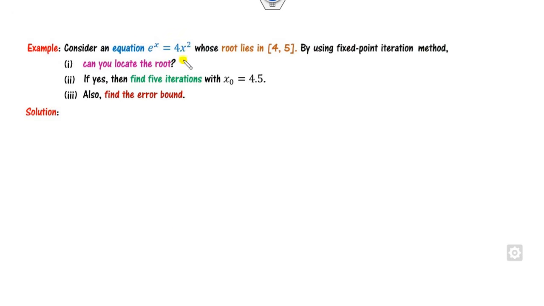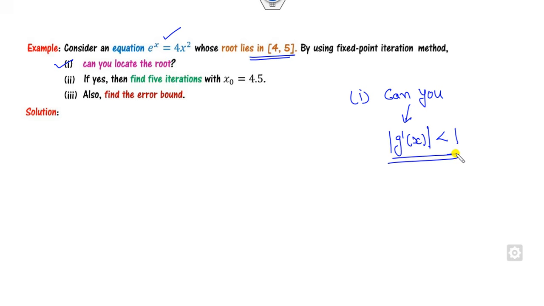Okay, look at the next one. Consider this equation. The root lies between 4 and 5, so the interval is already given to you. Can you locate the root? How can you decide that? That is convergence. You only need to check whether this condition is satisfied or not.